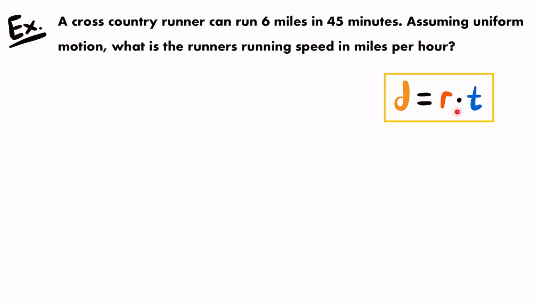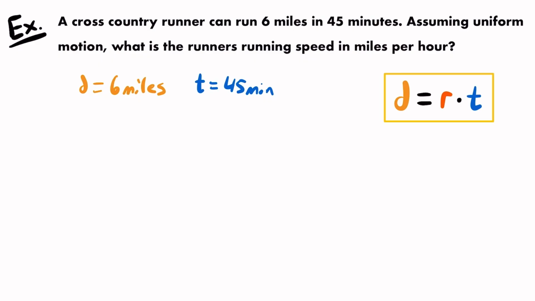So when we set up this equation, r is going to be the variable that we're solving for, which means that the other two variables we should know the value of. And in this case, we do. We know that the runner is running 6 miles, that would be an amount of distance, in 45 minutes. So that would be the amount of time. All right, so let's write down these values that we know. We know that d is equal to 6 miles and we know that t is equal to 45 minutes.